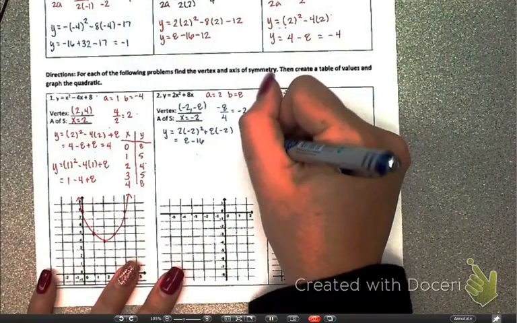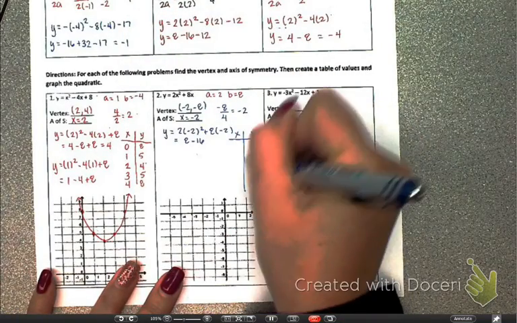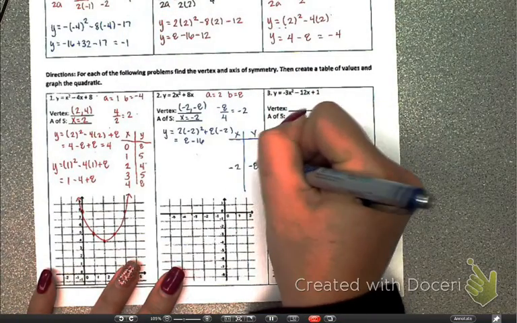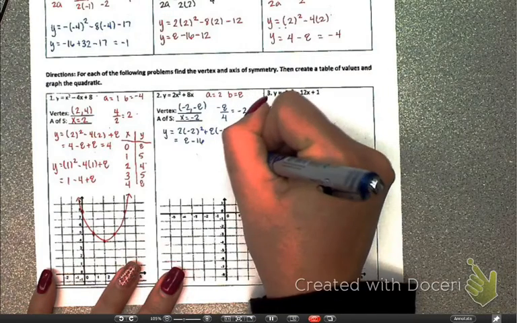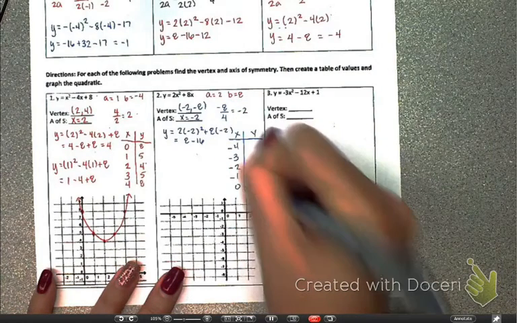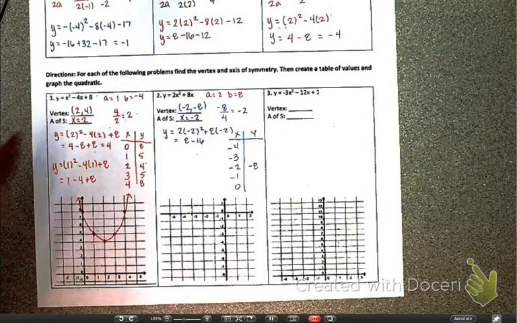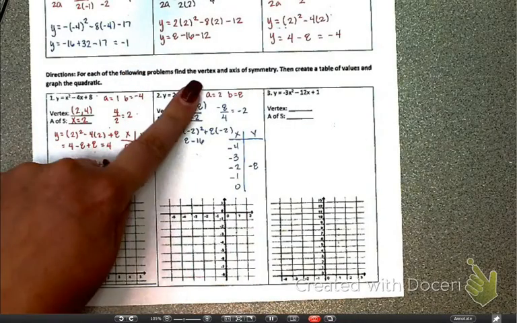Okay? If I create my table of values, I have negative 2, negative 8. 2 points below are negative 3 and negative 4. And then 2 above are negative 1 and 0. I like to plug in 0. Gone. Gone. What's left?